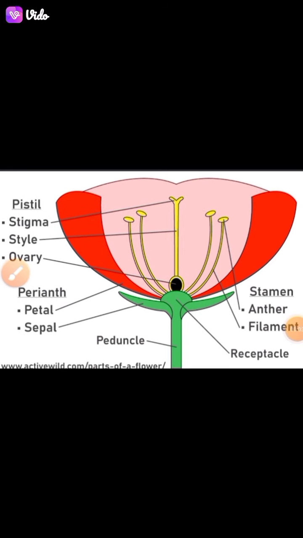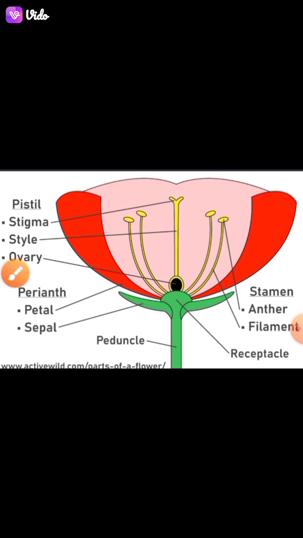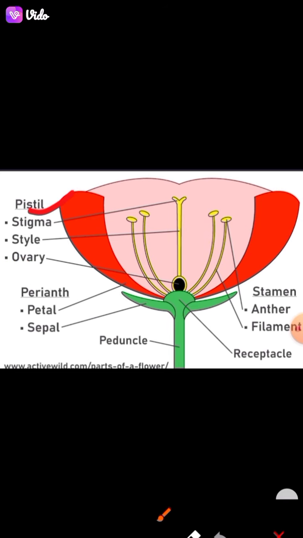So now let's talk about another part of the flower, that is the pistil. Pistil is also known as carpel or gynoecium. It is the female reproductive part. It consists of 3 parts: stigma, style and ovary. Here you can see that this part is called stigma, this part is called style, whereas this part is called ovary. The ovule producing part of a flower is known as pistil.